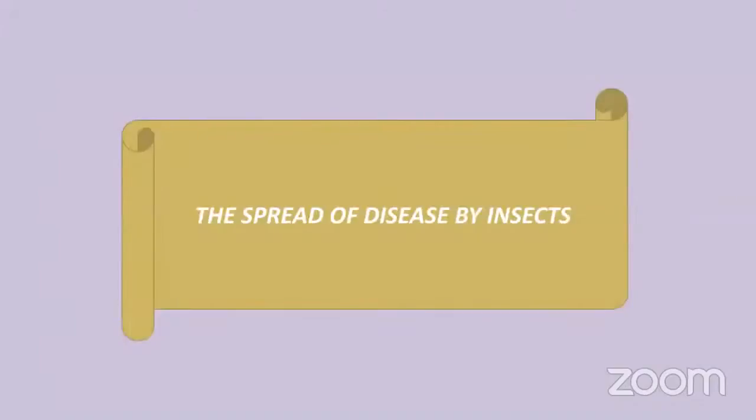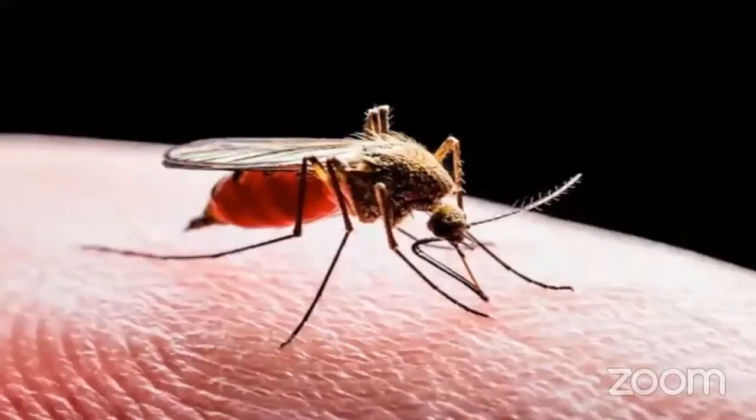Okay? Now, next is the spread of disease by insects. Now tell me, what can you see in the picture? This is a mosquito. Very good. And the mosquito is on the body, yes, of a human being. And it is trying to bite, right? Yes. It is trying to bite and suck the blood from the human body. Okay? Yes.